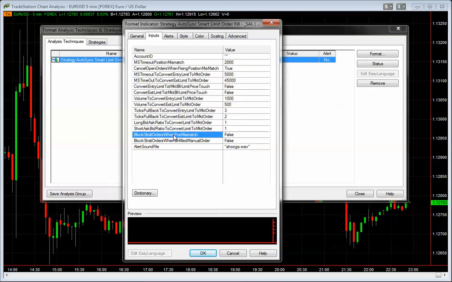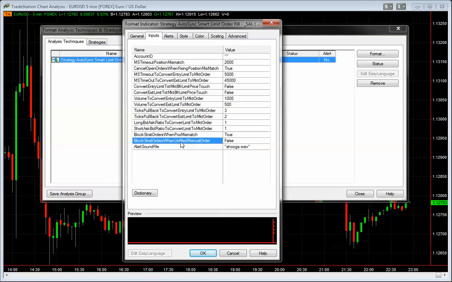Next item or input here is block strategy orders when position mismatch. So if the strategy has the wrong position, say the strategy thinks the position is long 5 contracts, but in fact the real world position is flat, the strategy may be issuing orders thinking that it's long 5 contracts, and you may not want that. So by setting this to be true, when the system detects that the strategy has the wrong position, that it does not agree with the real world position, this will block the strategy from issuing orders.